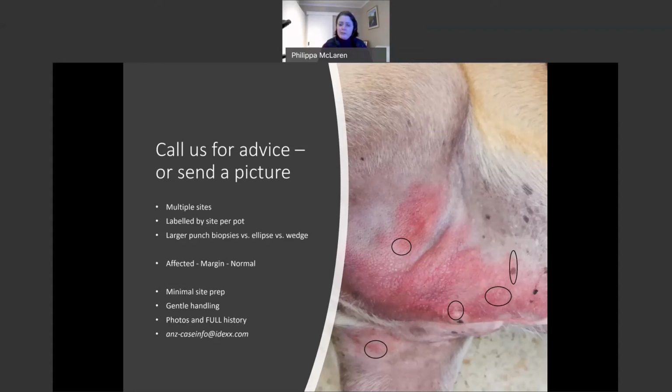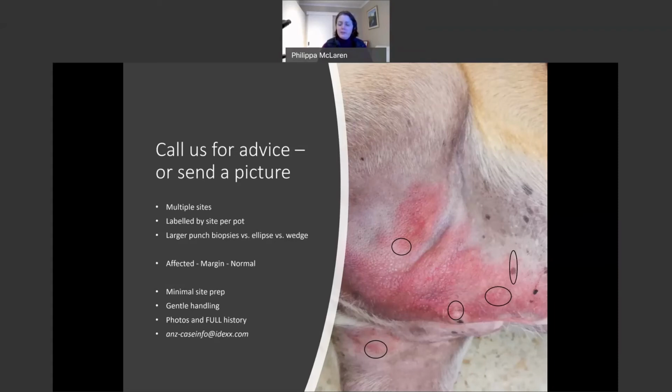Try and aim to give us a selection of the affected tissue, right from the margin through to normal tissue and to the most severe areas. Minimize the site prep. Now that might mean just clipping the very superficial hairs. It might mean a tiny alcohol rub for a punch biopsy. If you're having to do a full surgical scrub, you're going to lose the crust. So be aware of that.